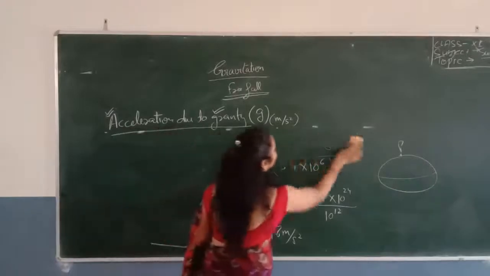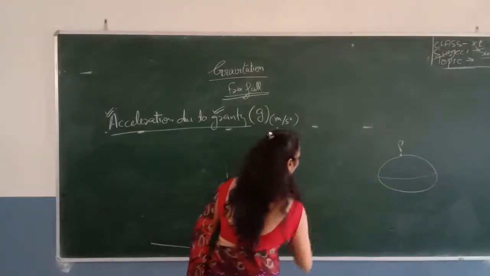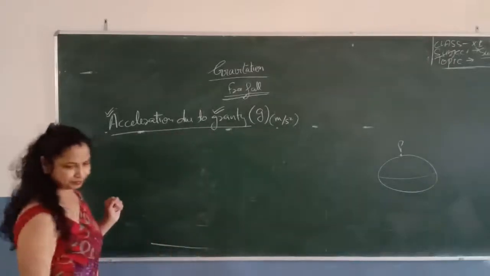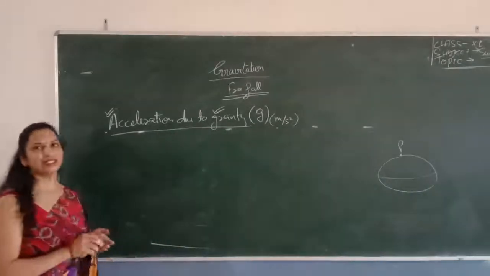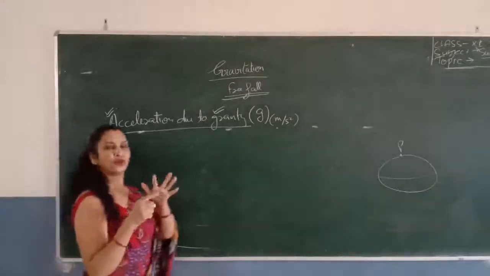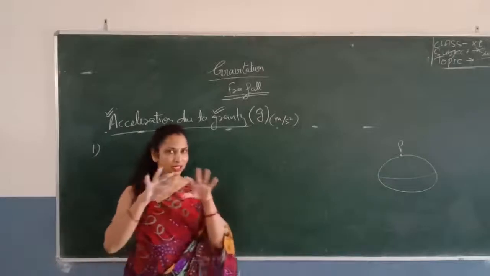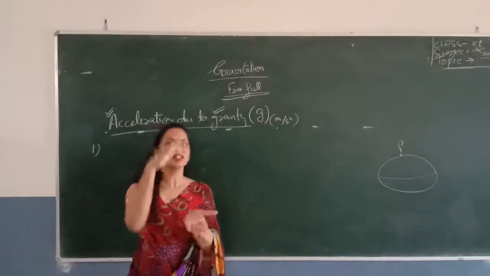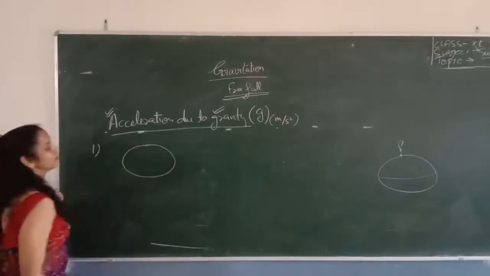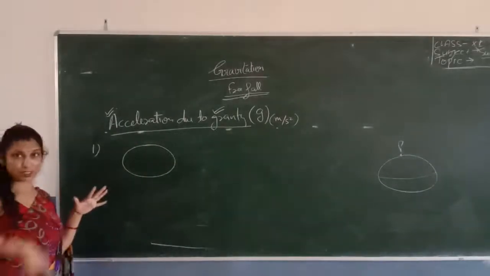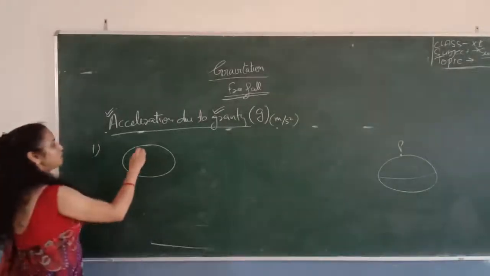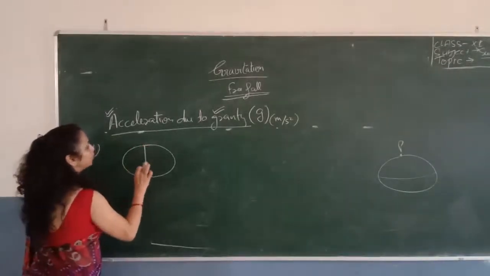So now let's talk about how the value of g varies on this earth. We know that the radius of the earth is not equal everywhere. We know that the earth is not totally spherical, it is flat, like this. It has a shape like this. It is not spherical as we imagine. It is somehow flat.